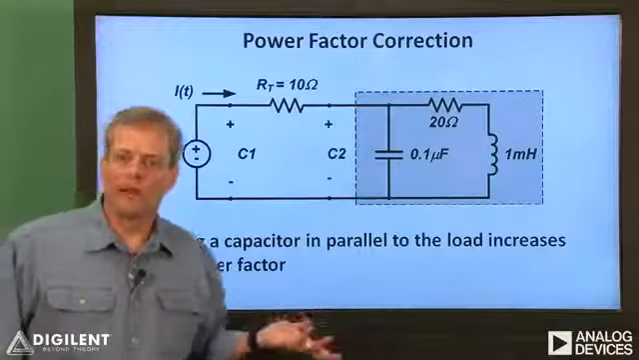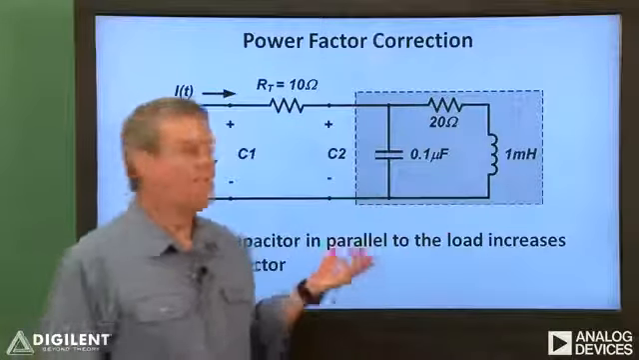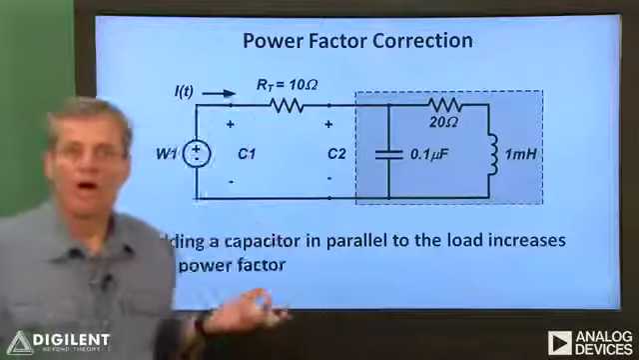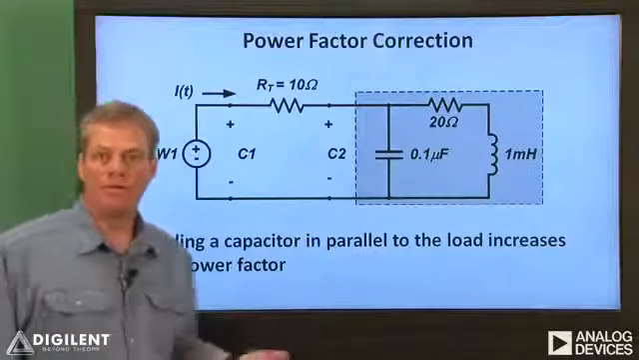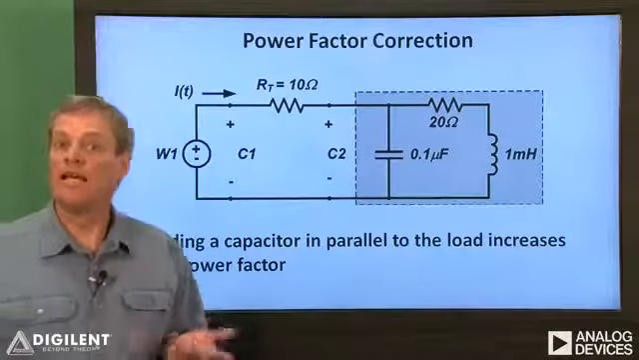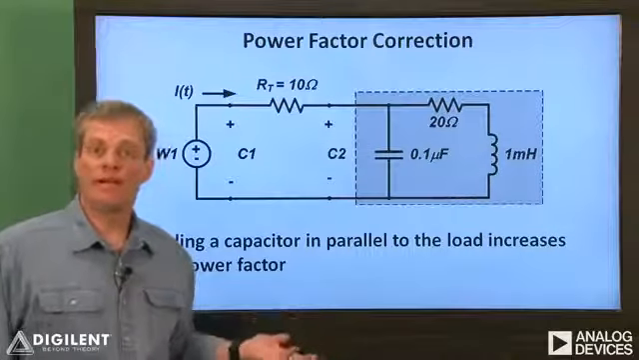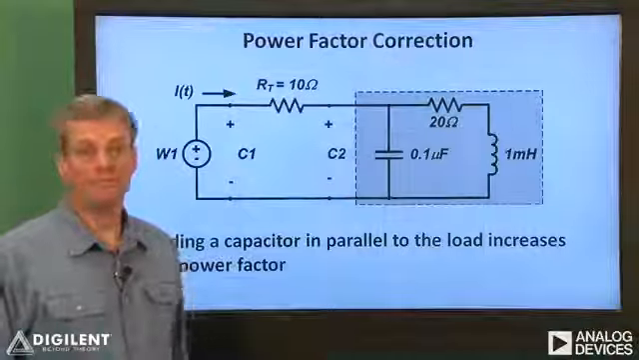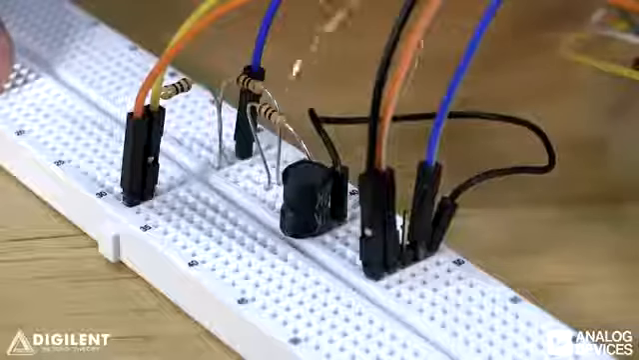Let's try to correct our power factor by adding a capacitor in parallel with the load. We'll use a 0.1 microfarad capacitor. Our goal in adding this capacitor is to reduce the imaginary component of the load impedance. This should reduce the phase difference between the load voltage and the load current and thus increase the power factor. Ultimately, we want theta V minus theta I to be close to 0. Our waveform software settings are the same as for the previous circuit. I just need to plug the capacitor into our circuit and note the differences in the readings.